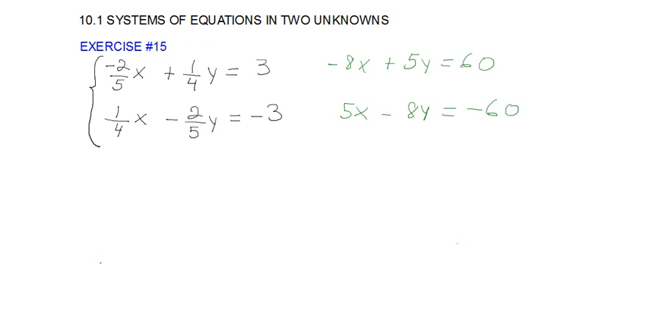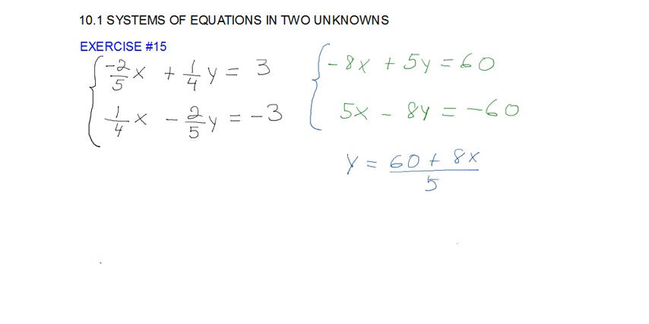Then we can substitute. We can solve for y on the first equation. So now we got a new system right here. Solve for y in the first equation. So we have y equals (60 plus 8x) divided by 5.